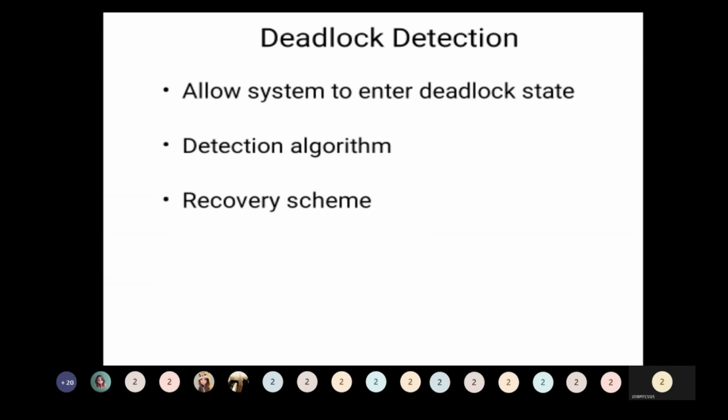Then deadlock detection. Allow the system to enter the deadlock state. Then we are going to use the detection algorithm to check whether the deadlock has occurred or not. If it has occurred, then we use the recovery scheme for recovering from the deadlock.